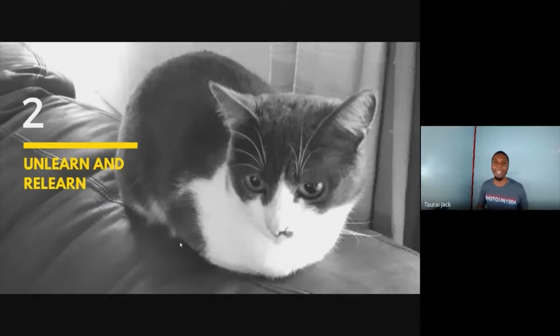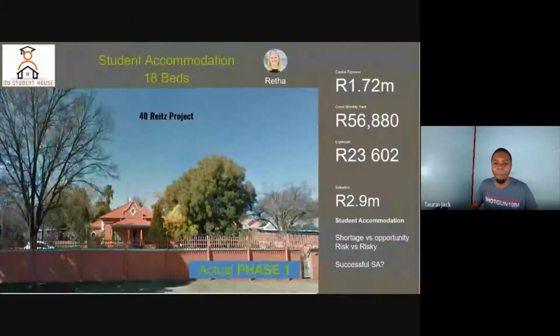Would I continue buying that with what I know today? Not really. I'll show you one of my happier strategies as I go along. But coming back to this story around unlearning and relearning, my partner, her name is Reta, she's based out in the Cape. She calls me and says, TJ, we need to go into student accommodation. Well, I started having heart palpitations at that time.